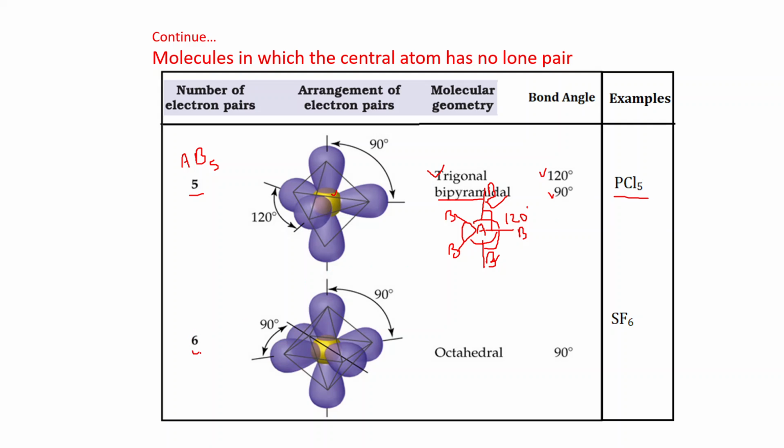Another one: if the number of electron pairs is 6, then this is an AB6 type species. This A is the central atom, and these 6 surrounding atoms are arranged in an octahedral manner. How? Out of 6, 4 are arranged in a plane, making a square planar, and one is above the plane and one is below the plane. This is octahedral geometry. In this case, all the bond angles are 90 degree. Example is SF6. Clear?